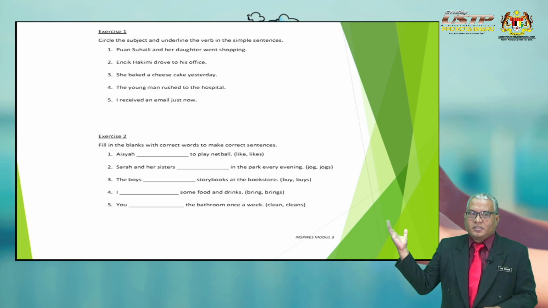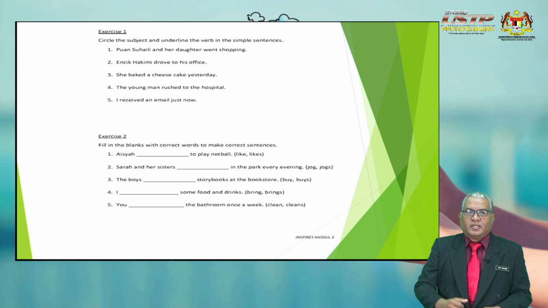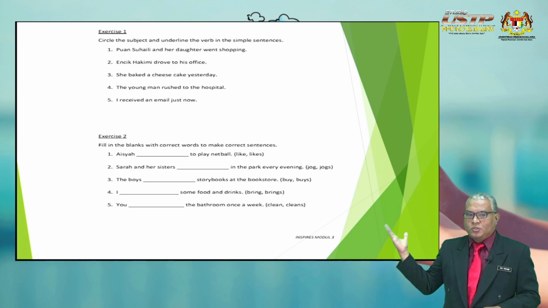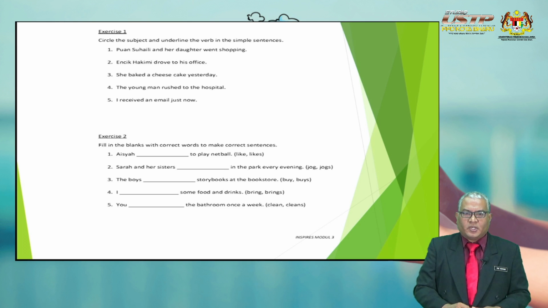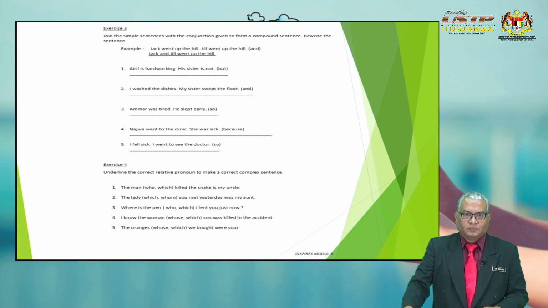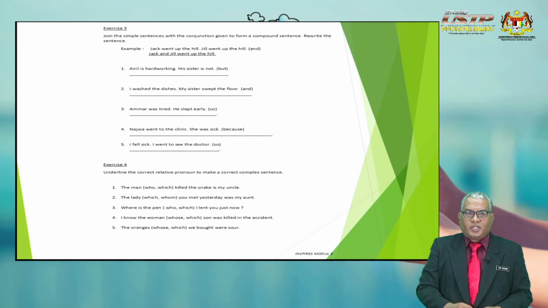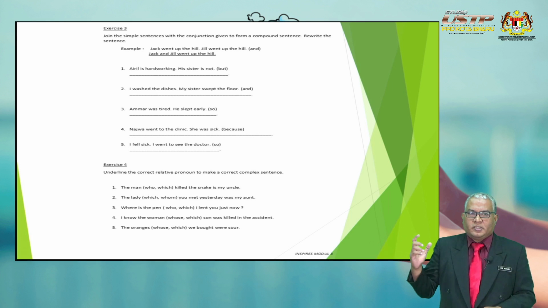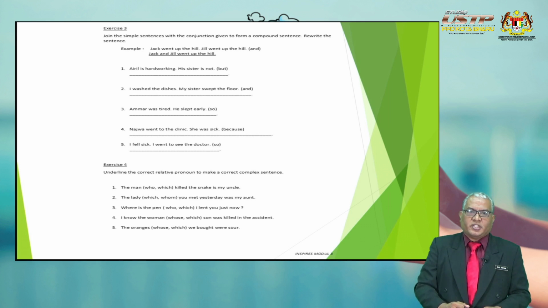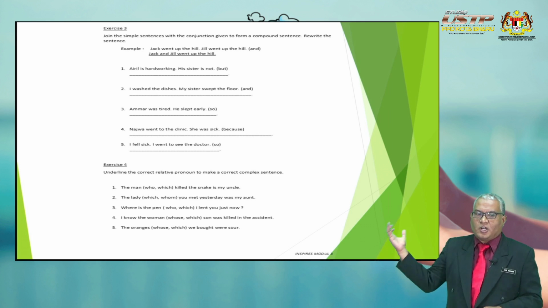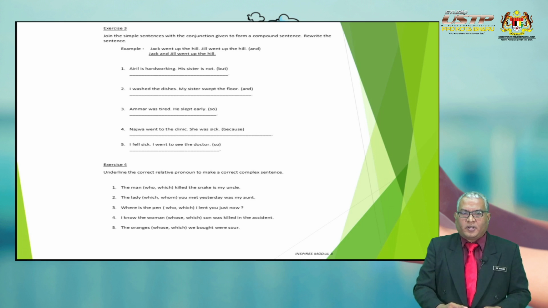Exercise 1, circle the subject and underline the verbs. Exercise 2, fill in the blanks with correct words to make correct sentences. Exercise 3, join the simple sentences with a conjunction. Exercise 4, underline the correct relative pronouns to make a correct complex sentence.